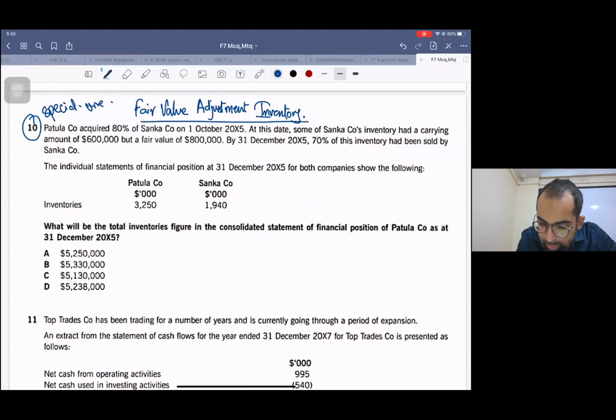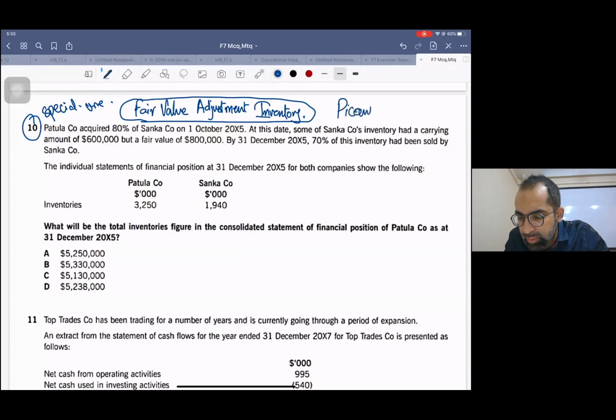This is fair value adjustment inventory. Just for reference, in your past paper exam kit, there is a question, Peak End. Some students gave me feedback in the last attempt that this fair value adjustment of inventory is coming. So you must know this topic. These are your marks. Yes, it's technical, it's conceptual.